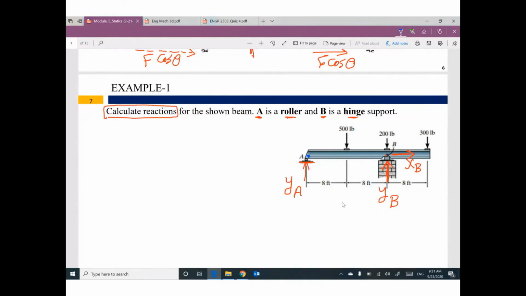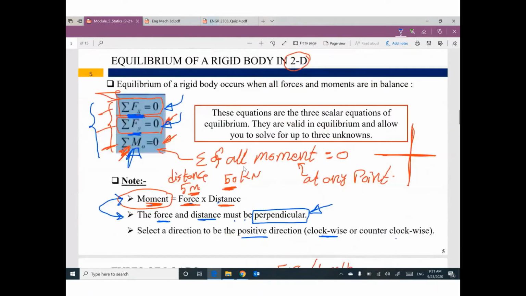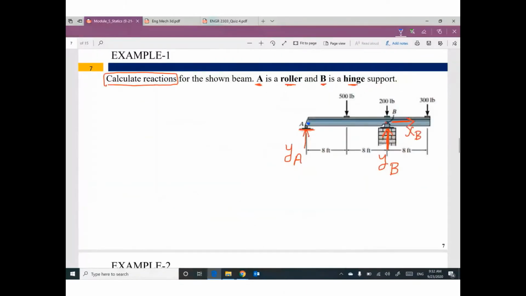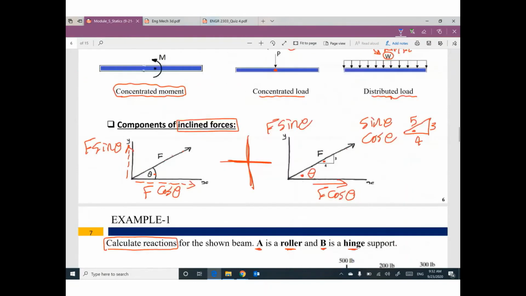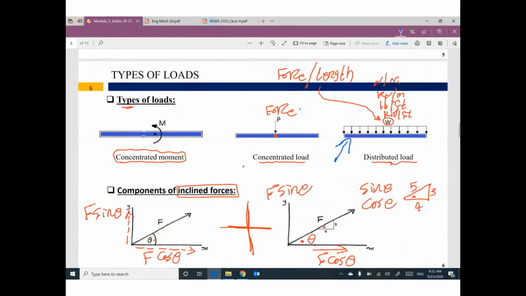So, next step, apply the equilibrium equation. By the way, do you have any inclined force in this problem? I don't think so. We have 500 vertical, 200 vertical, 300 vertical. We have these reactions, vertical and horizontal. We don't have anything inclined. Second question, do you have any distributed load? Because a distributed load must be adjusted first before starting. No, we don't have.